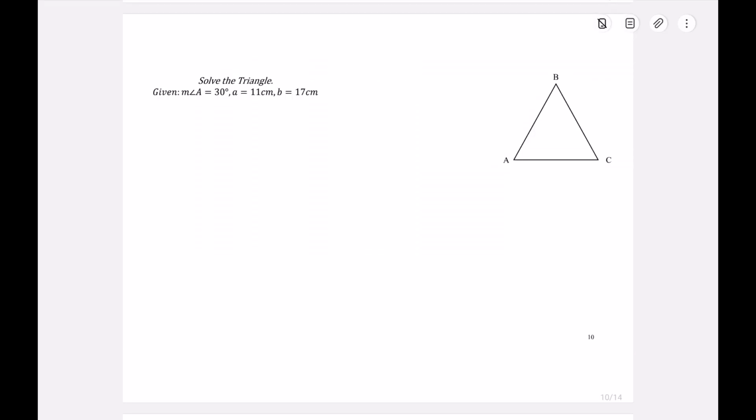So for this example, we are solving the triangle with measure of angle A equaling 30 degrees, measure of side A equaling 11 centimeters, and side B equaling 17 centimeters. And so in this case, we're looking for angle B, angle C, and side C. So first, I would solve for angle B, because we know that we can use law of sines because we're given angle A and side A, and we can use it with angle B and side B.